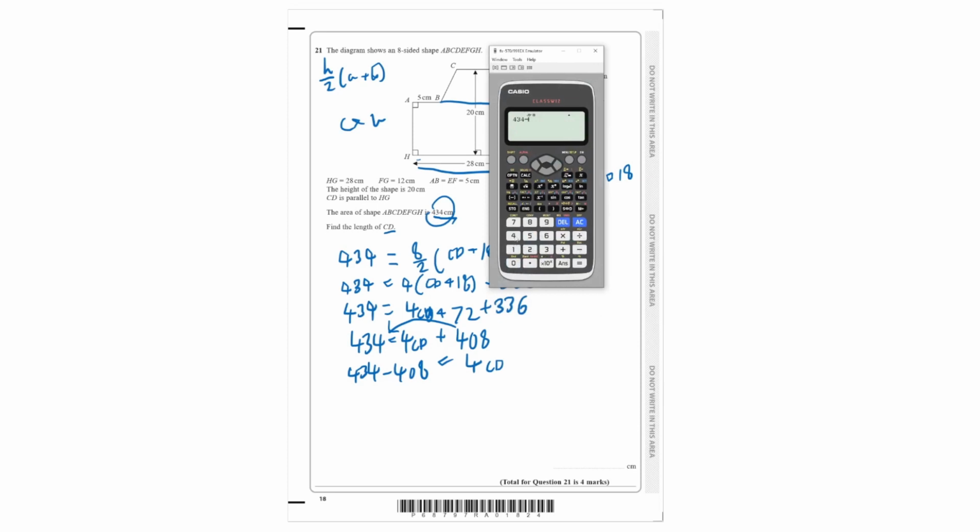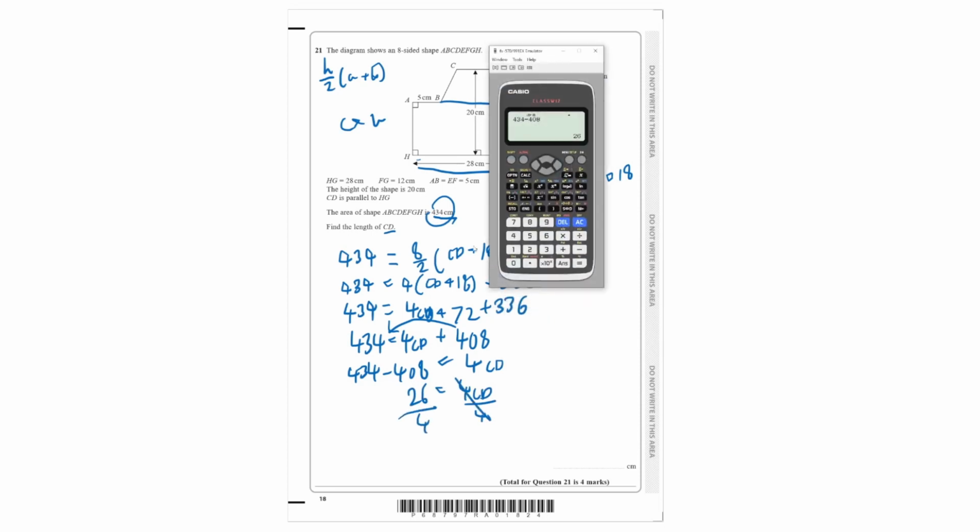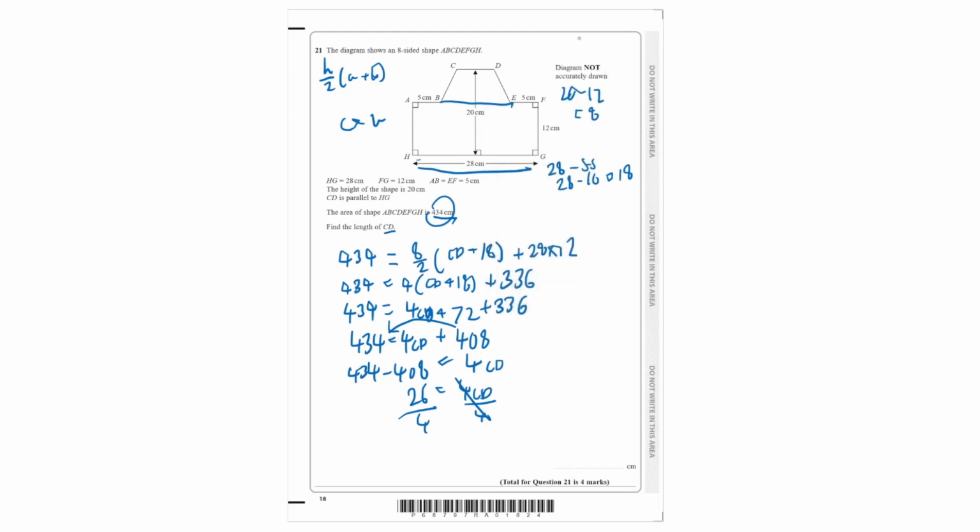434 minus 408 gives us 26. So we simply have 26 is equal to 4CD. And we divide both sides by 4 to find what CD is. And we can see that 26 divided by 4 gives us 6.5. That means CD is 6.5 centimeters.